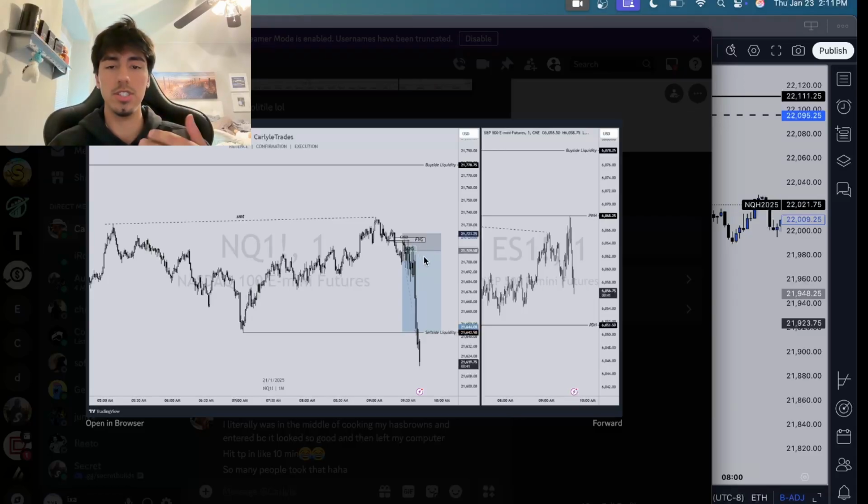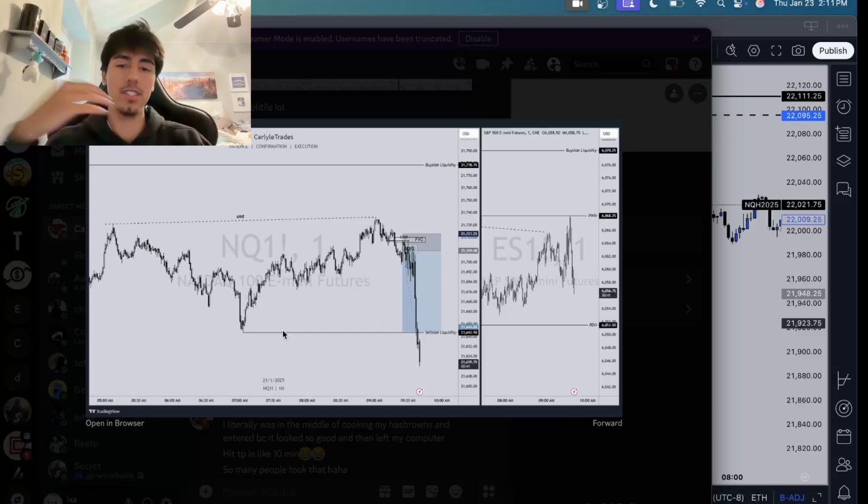He waited for the close just as I teach, which is perfect. Stop above the fair value gap, so protected stop, as you have the fair value gap there and the CISD protecting your stop loss and targeting sell side. So this is another A+ setup.